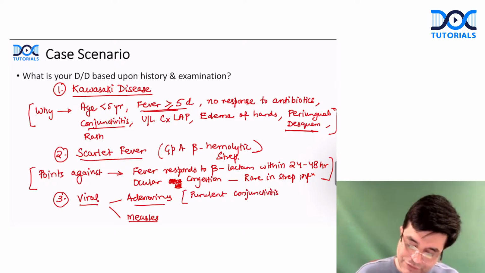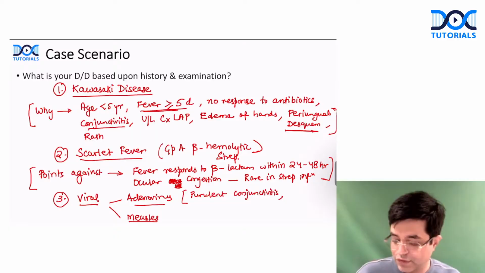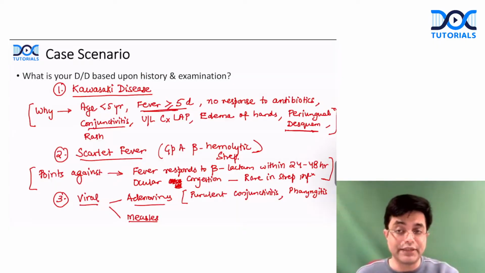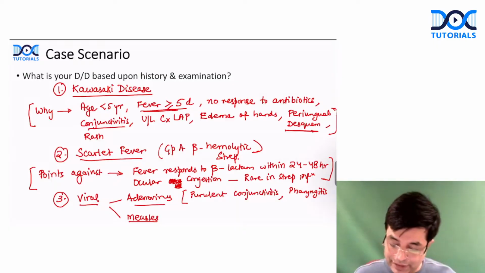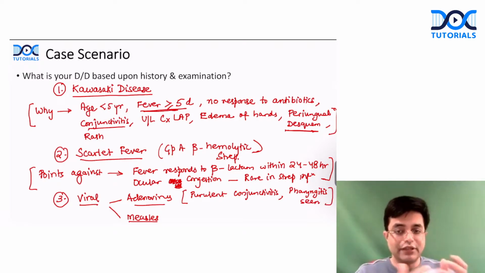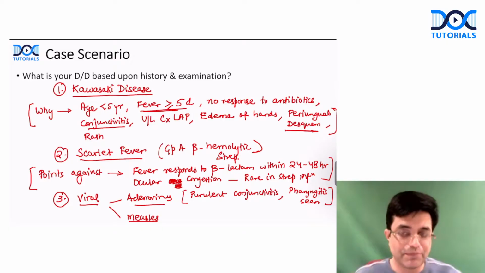Plus, they will also have features of pharyngitis. Pharyngitis is virtually always present. So there will be purulent conjunctivitis and exudative pharyngitis always present in these patients. If you look at the clinical picture, they have not talked about any pus formation, any purulent discharge from the eyes. They have not mentioned any pharyngitis in the patient.